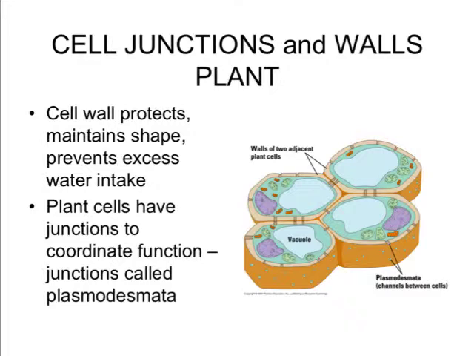But plant cells, just like animal cells, have to communicate with each other and they have to coordinate their functions, so they do have little junctions between them here, which we call plasmodesmata, which are basically channels between the cells, so that nutrients and water and all that stuff can be shared. Signaling proteins can be carried through these so that they coordinate their function and they're all doing what they're supposed to be doing.